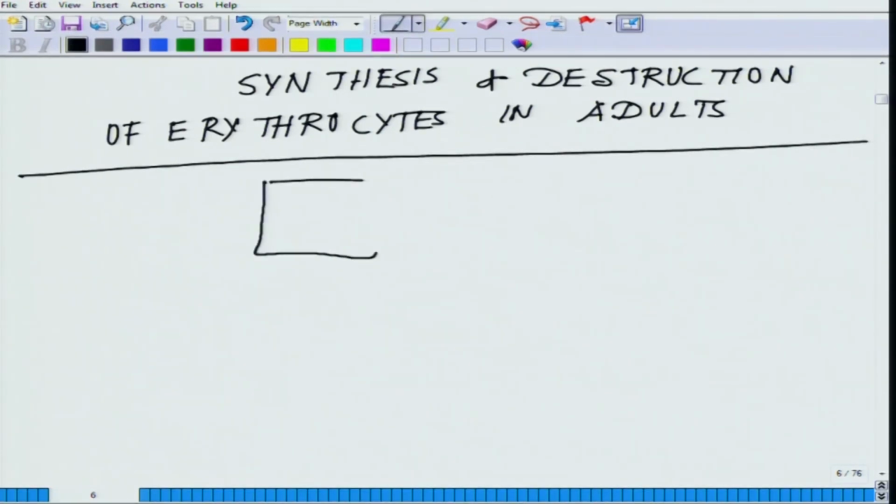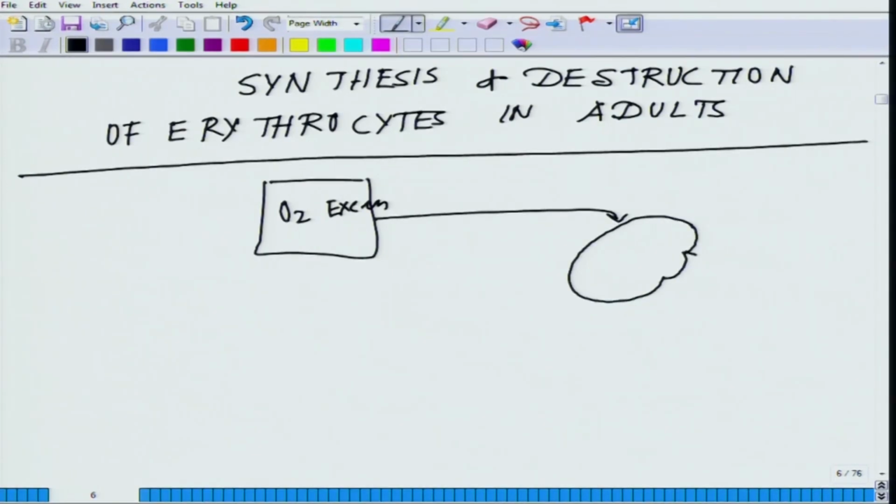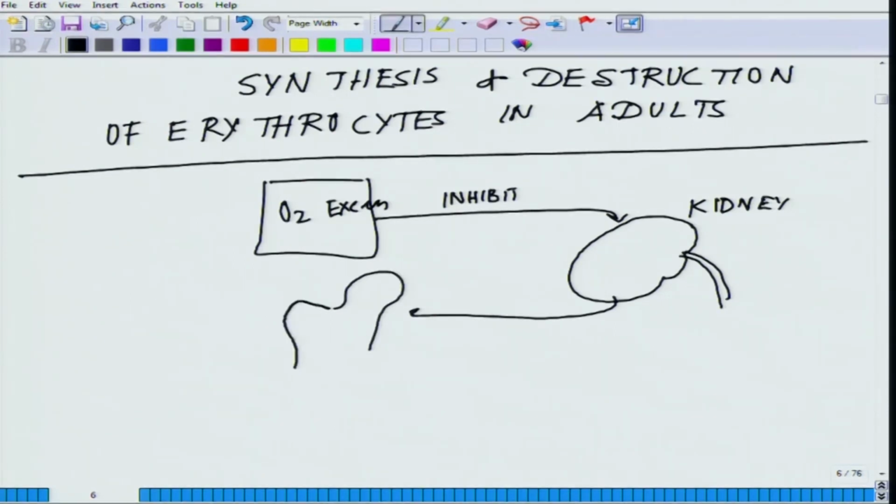this whole process. Say for example, a situation when there is oxygen in excess in the body. This sends an inhibitory signal to the kidney. Here you have the kidney. So, this is the inhibitory signal, the first phase. Okay. This inhibitory signal sends another inhibitory signal to the bone marrow.